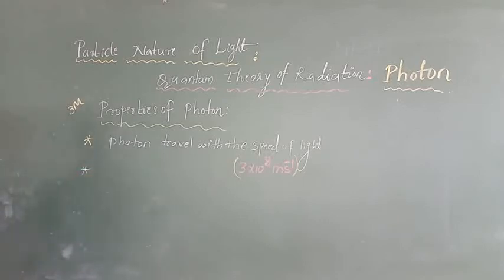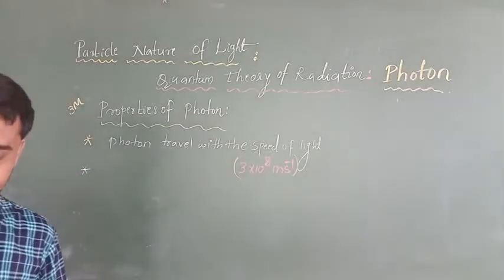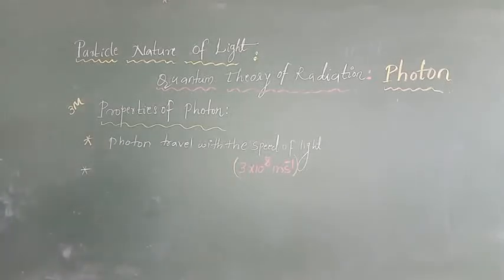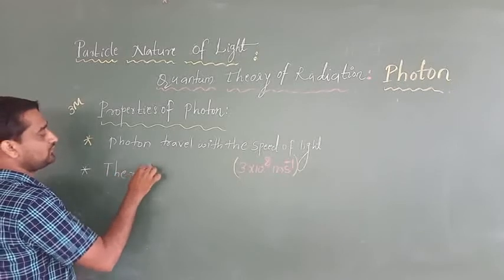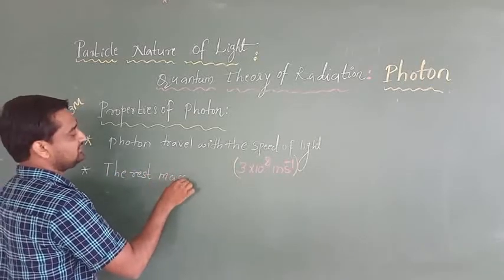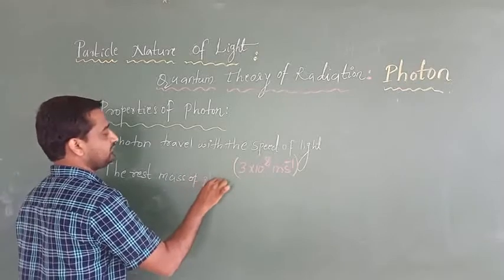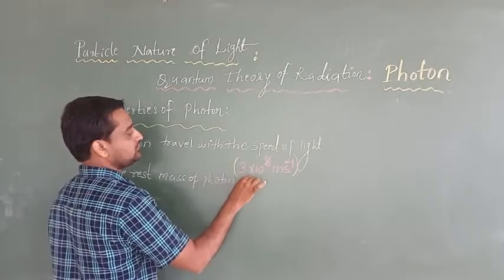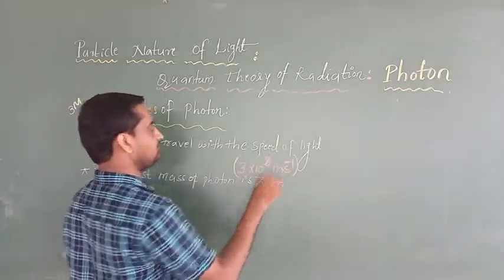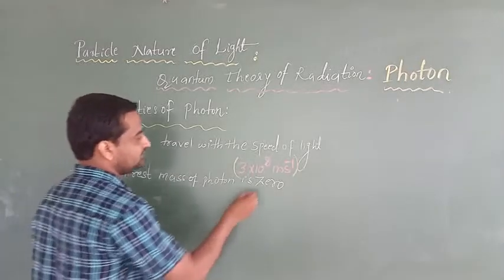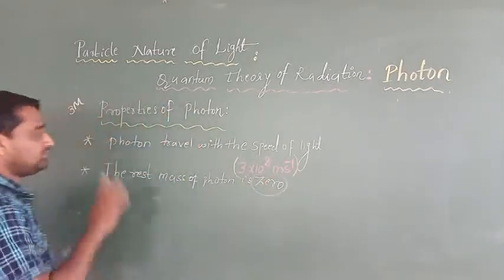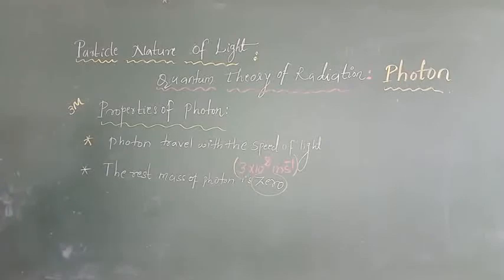Now the next property of the photon is its rest mass. The rest mass of the photon is 0. That is also a very important point here. So the first one, it travels with the speed of light, and then the rest mass of photon is 0.